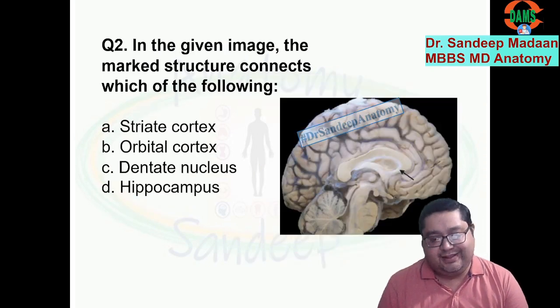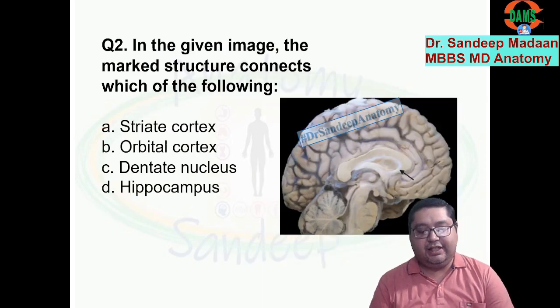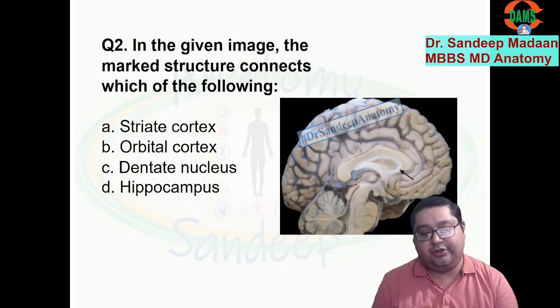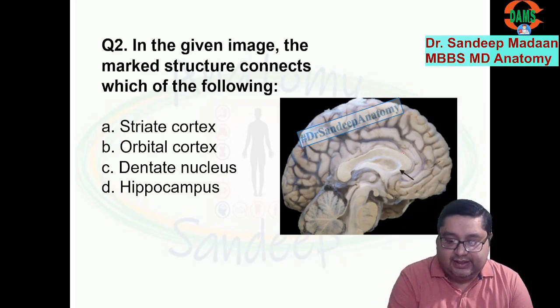Moving on to the next question. So again we have got a marking. It is on the corpus callosum, but which part of the corpus callosum can we see? This anterior most part is the bend, which is called as genu. This is the body or the trunk. Behind is the splenium, but what has been marked is the rostrum.